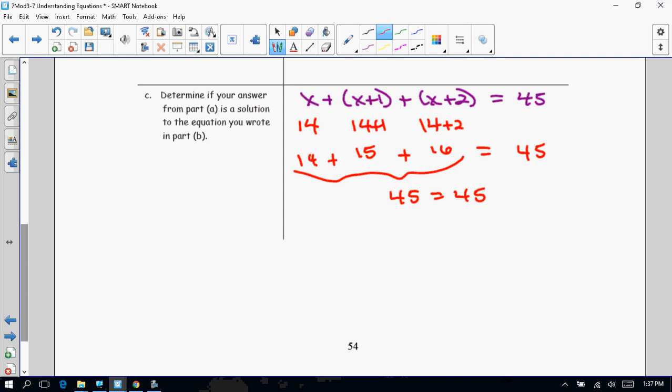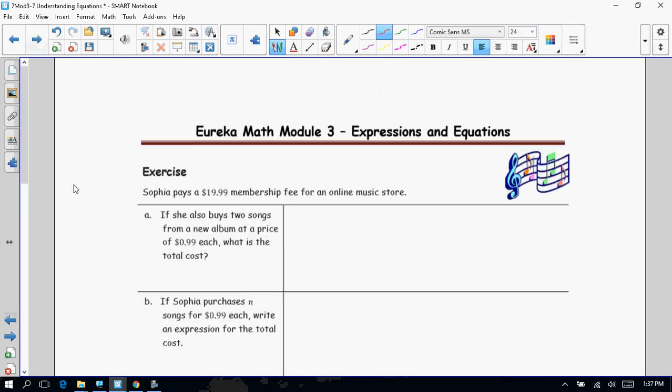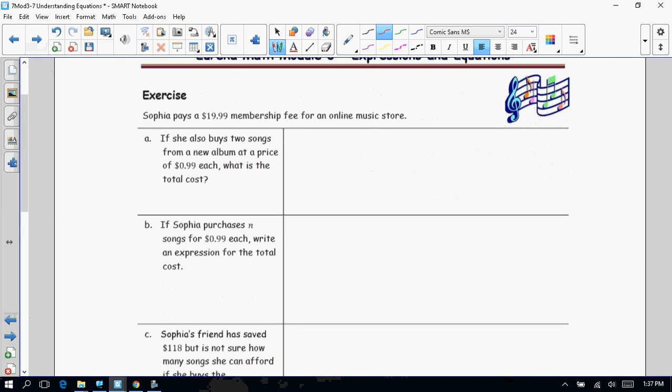All right, I would like you guys to see if you could figure out page 55. Play around with them. It's okay, this is just practice. I want you to try A, B, C, and D on your own. Hit pause, and then check your answers with me in a minute.